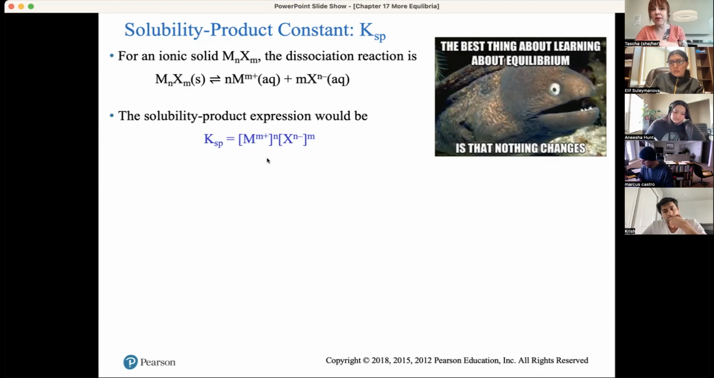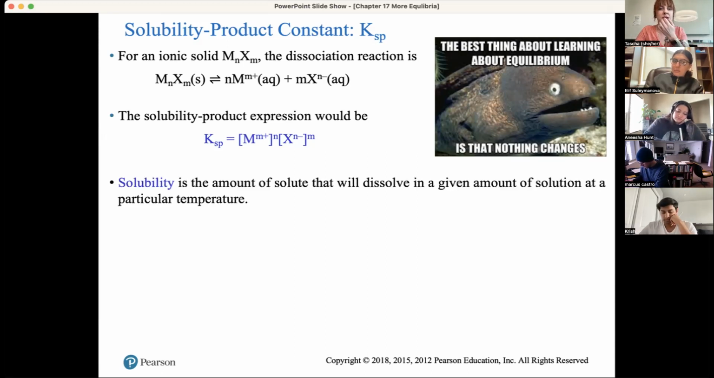With Ksp, we actually can't tell the solubility just by looking at Ksp. We have the Ksp as a reportable value, but it doesn't really tell you directly the solubility. The solubility, which we know is the amount of solute that will dissolve in a solution at a certain temperature. We've talked about that with solubility before, right? The maximum amount of solute.